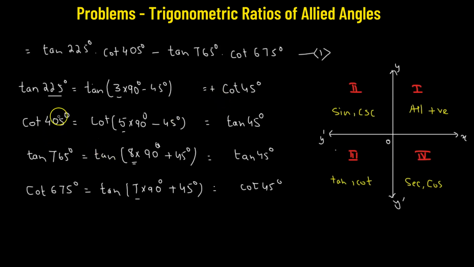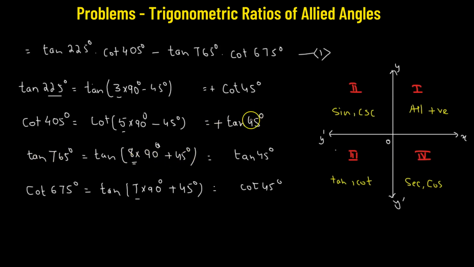Coming to cotangent of 405 degrees, we have expressed 405 degrees as 5 times 90 minus 45. So 5 means we are going to be in the fifth quadrant, which means 1, 2, 3, 4, 5. Fifth quadrant corresponds to the first quadrant. And we're also subtracting 45 degrees from it. Similarly, 45 being less than 90 degrees, we are still going to be in the first quadrant where all trigonometric functions are positive.